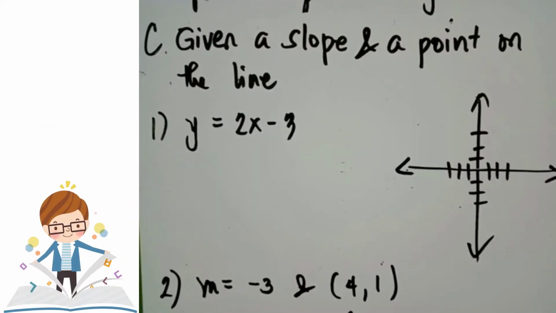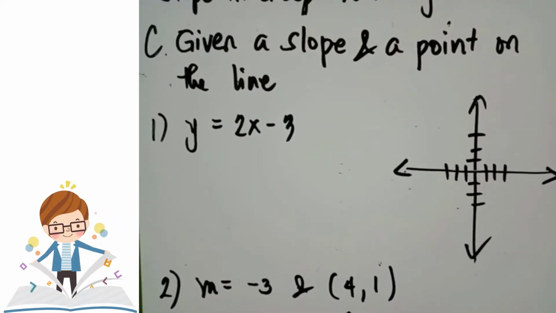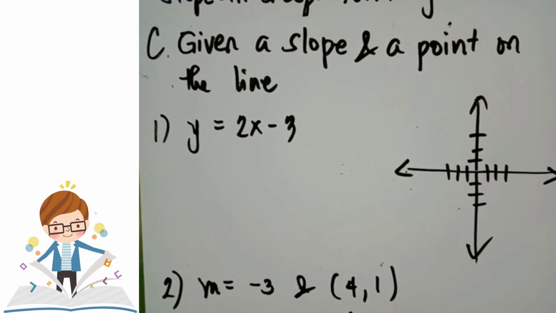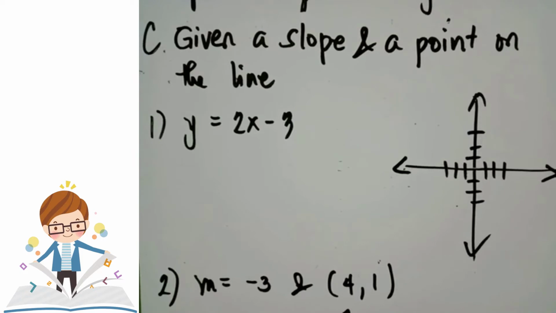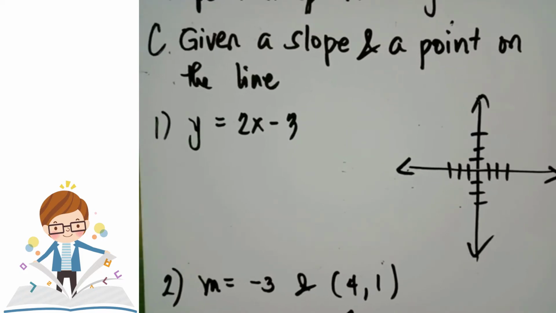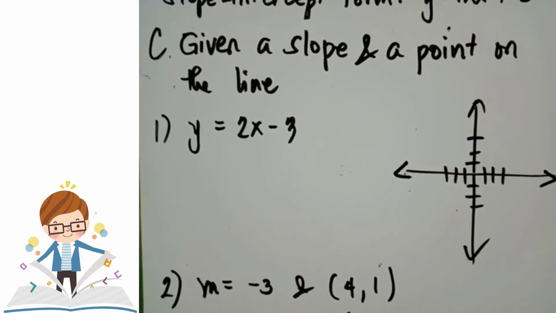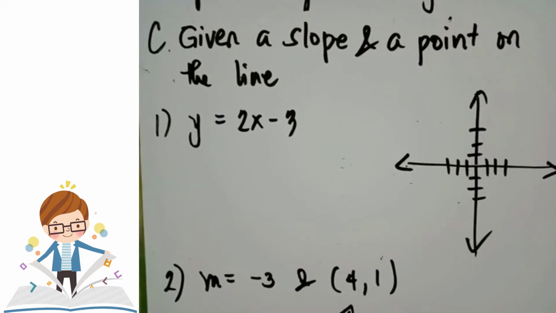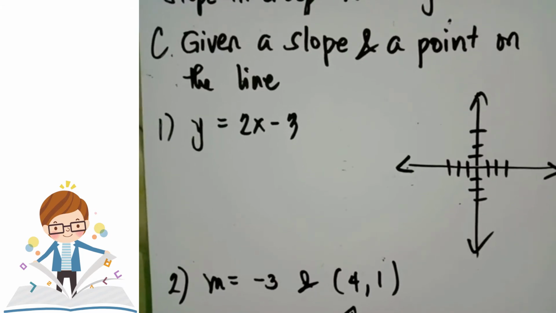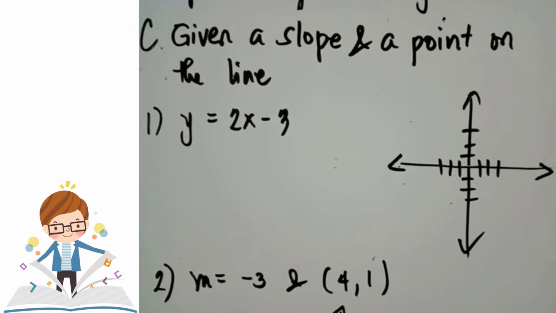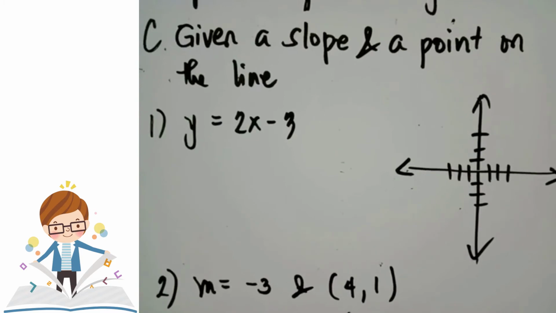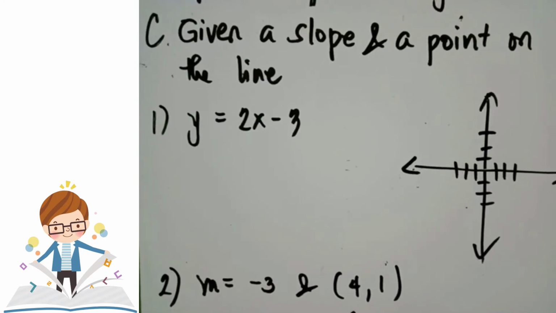This is given a slope and a point on the line. So, for number 1, we have y is equal to 2x minus 3. You have learned on the previous video the slope-intercept form. So, you have y is equal to mx plus b, wherein m is your slope and the b is your y-intercept.